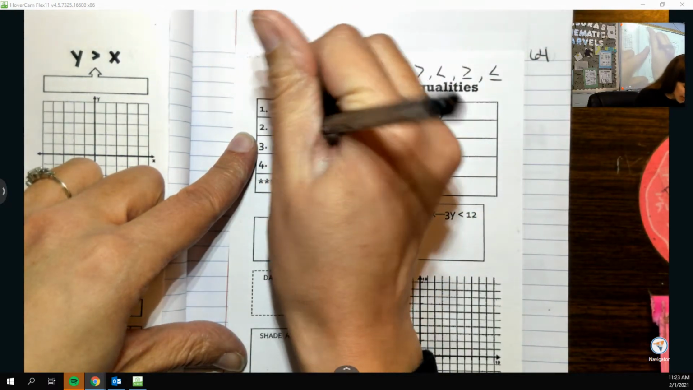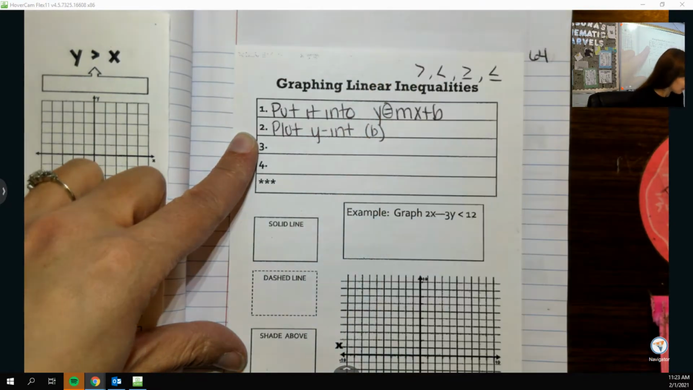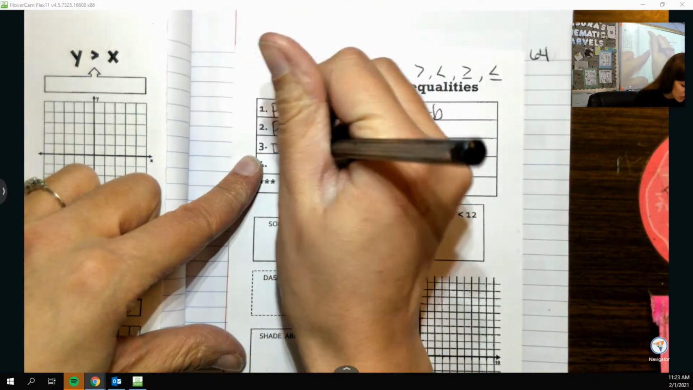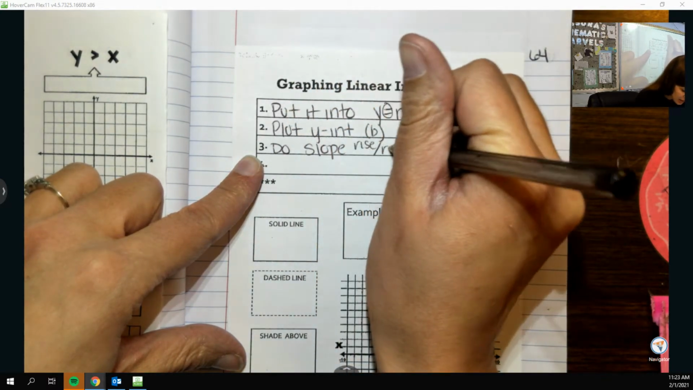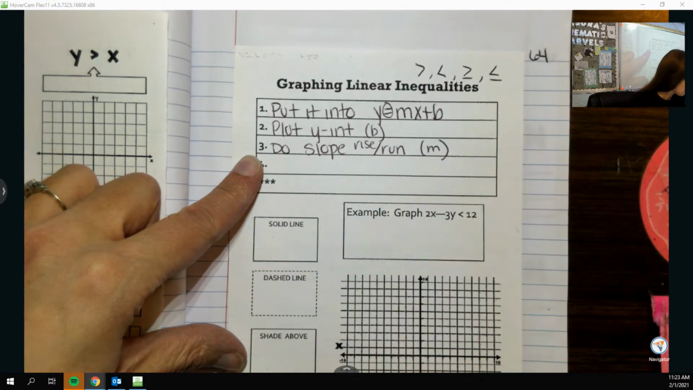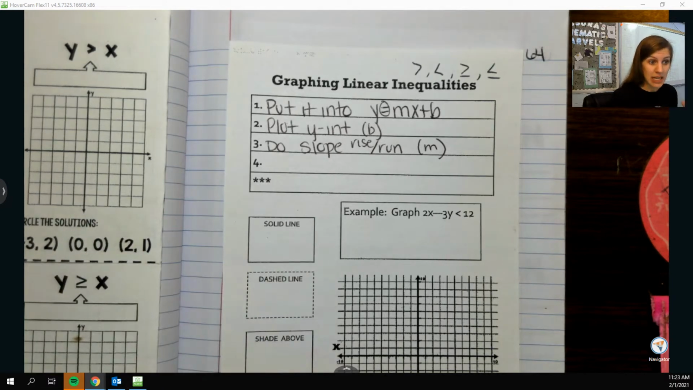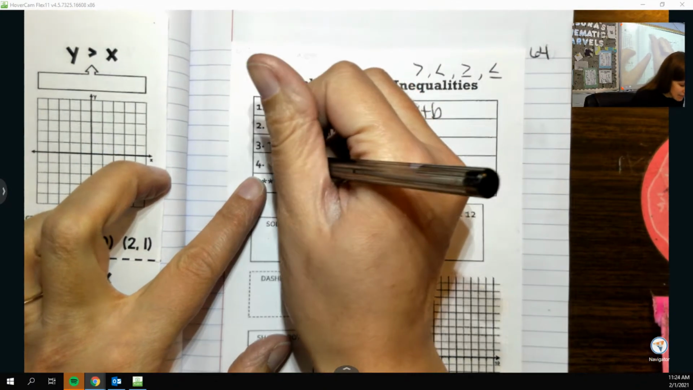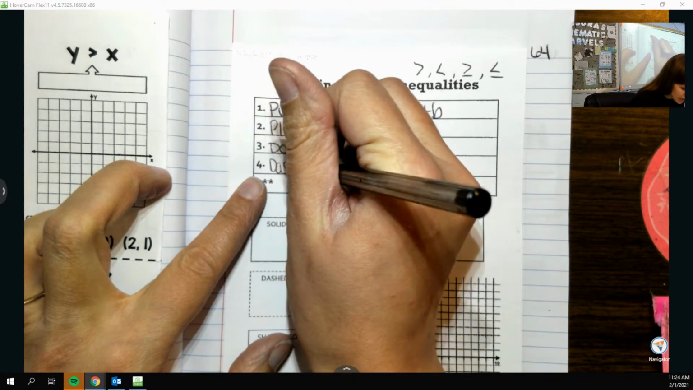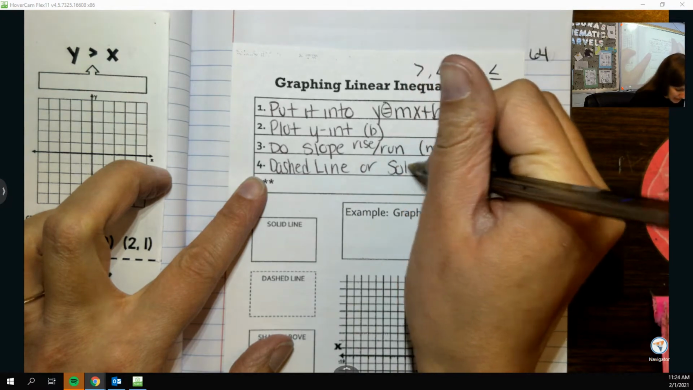Second thing you'll do is you'll plot your y-intercept, which is b. Then you will do slope as rise over run, which is m. But then you have to do more. So you have to be really careful. It's really exciting to graph your dot and do your slope and then draw your line. You have to be so careful here. When you draw your line, it might be a dashed line or it might be a solid line.